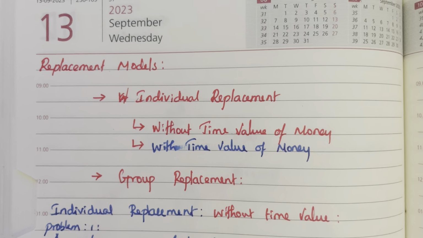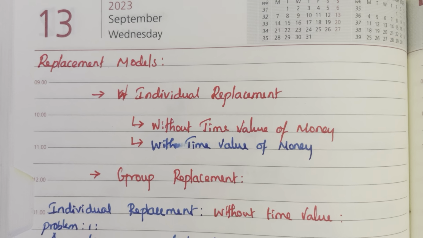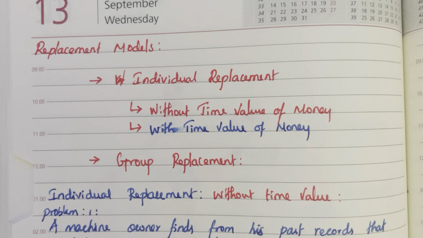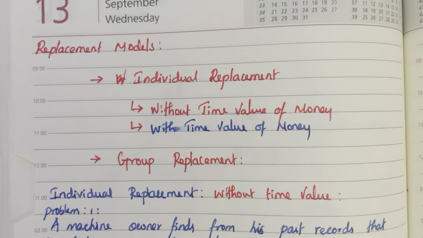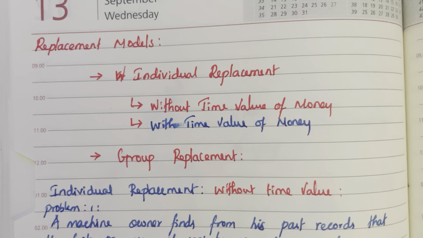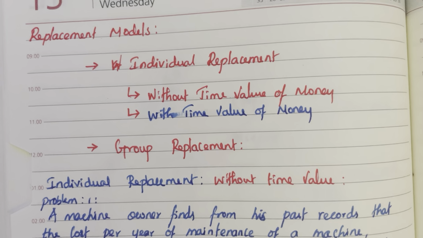Hi guys, welcome. Today we are going to see another concept called replacement models. Replacement models are widely used in many industries. Why this concept is used is, for example, when a company has multiple machines.